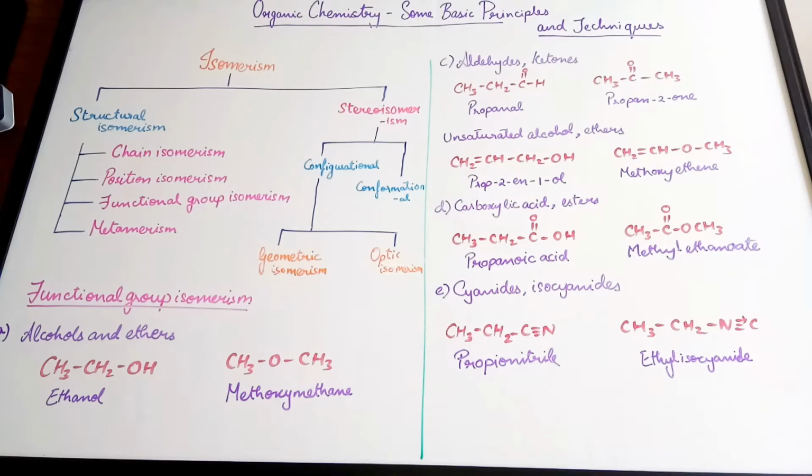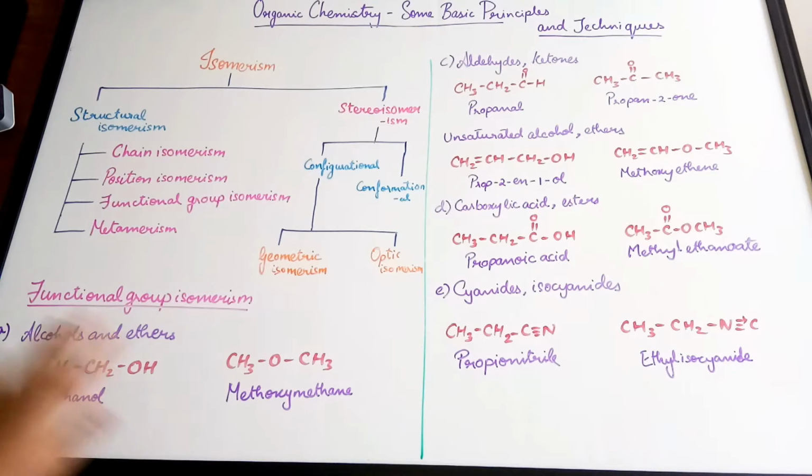In the previous video, we had discussed the basic introduction of isomerism, and we'd also talked about chain isomerism as well as position isomerism. Functional group isomerism is the third type of structural isomerism. So here they all have the same molecular formula, but they differ with respect to the functional group, as the name suggests. So first is alcohols and ethers.